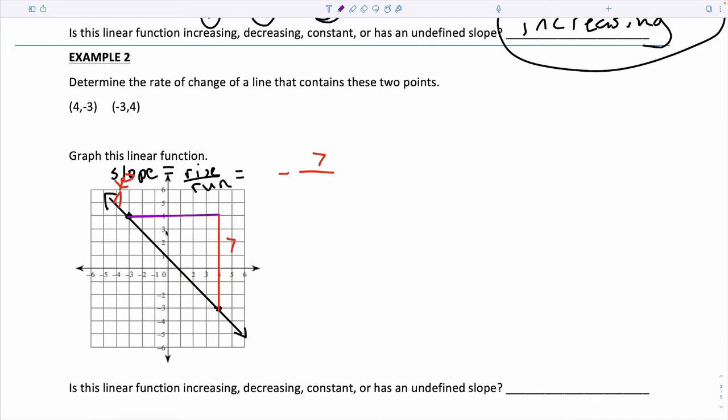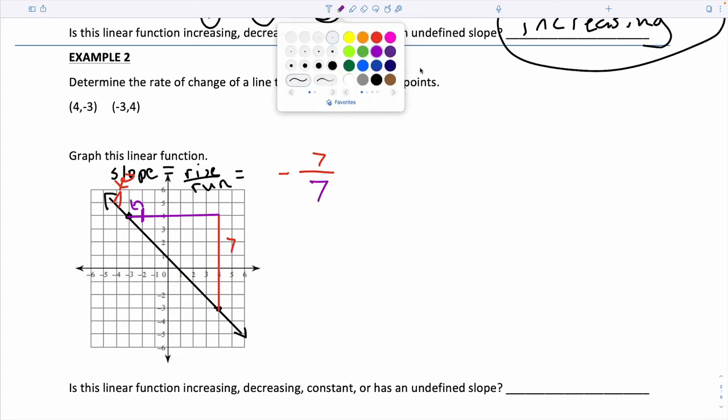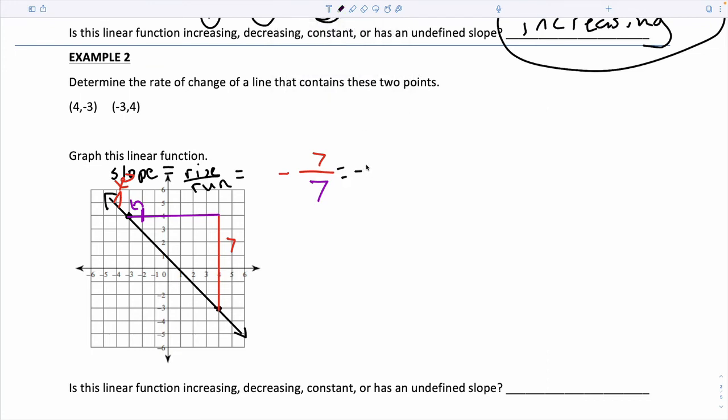One more. Peyton, what did I realize? Did you notice when I counted over, I stopped at 6 here. I have to go one more. So let's make it 7 over 7. I could simplify that as what number? TJ? Yeah, -1 would work. So m should equal -1.